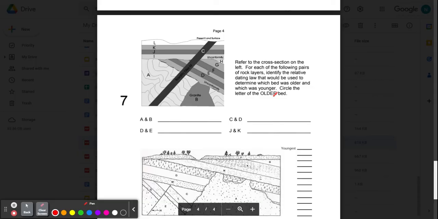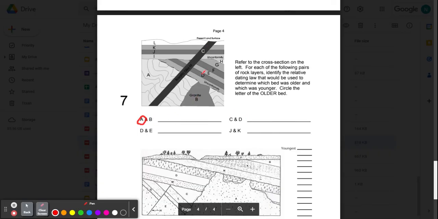All right, number 7, refer to the cross section on the left. For each of the following pairs of rock layers, identify the relative dating law that would be used to determine which bed was older and which was younger. Circle the letter of the older bed. All right, so you got to tell me how you know. So let's see. A and B. Well, A is definitely older because B wouldn't be there without A. So we know that A is older. Okay, and then tell me why.